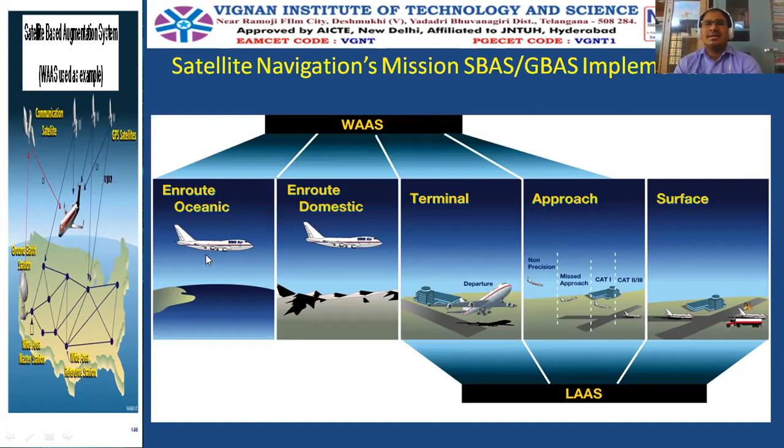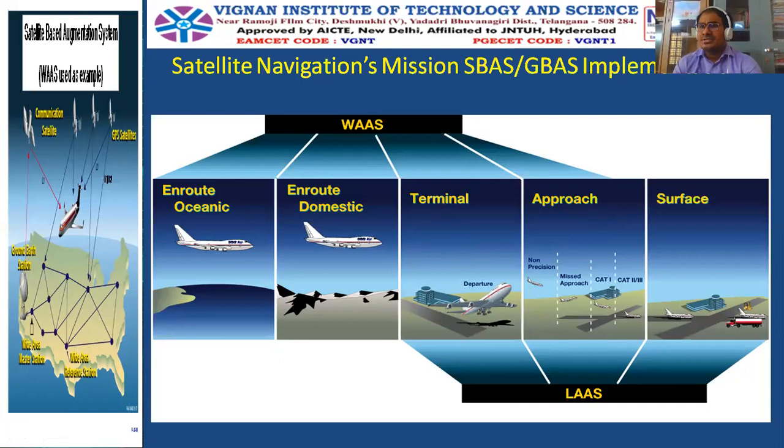So in the transmission of the aeroplane, there will be terms like en route, terminal, and approach. En route may be done in the oceanic area. En route may be done for the domestic, and terminal is, I think, 2.5 nautical miles from the landing airport. So here departure, and here approach. Of course, here there are two types of approaches.